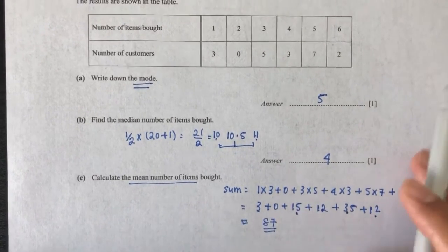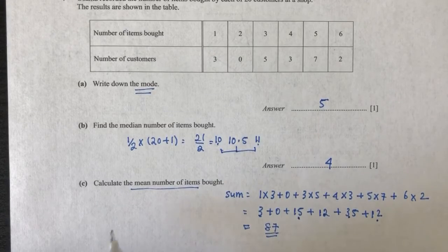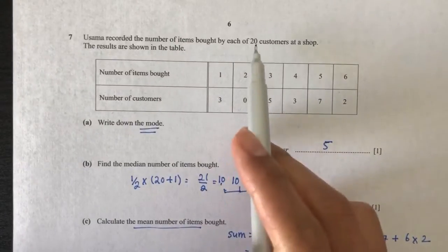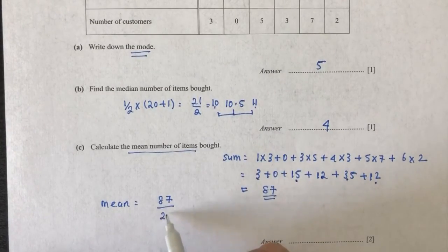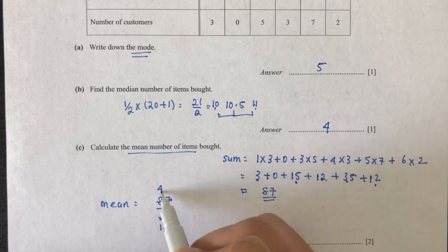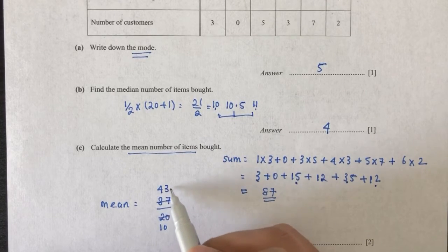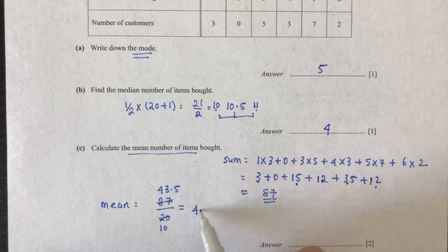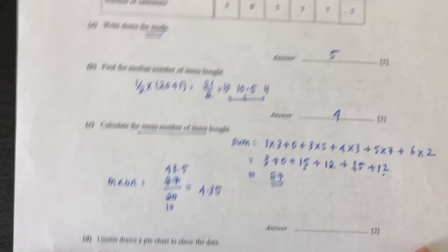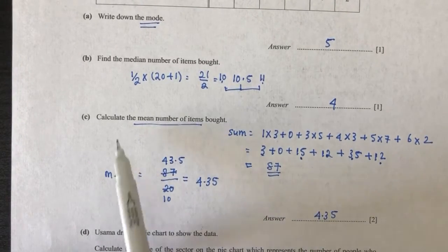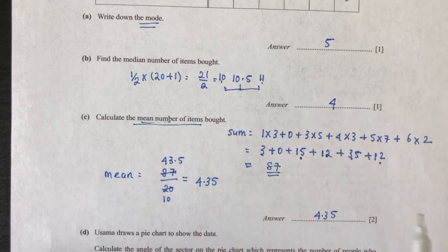So that's the sum of every item bought in the store. Now find the mean. The mean will be 87 divided by 20 because we have 20 customers. So let's first divide by 2. We have 8 divided by 2 is 4, 7 divided by 2 is 3.5. So divide by 10 will be 4.35. Your answer will be 4.35 for the mean number of items bought.